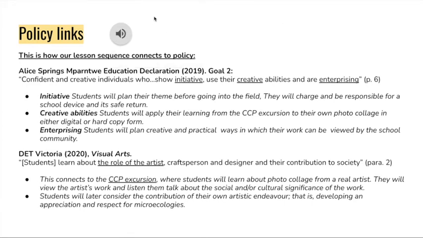Here we have outlined how our learning activities connect to policy. The Alice Springs Mparntwe Education Declaration of 2019, in its second goal for young Australians, stated that they should become confident and creative individuals who show initiative, use their creative abilities, and are enterprising. Our students will show initiative by preparing for their project before going out into the field. They will also have to charge or be responsible for an electronic device. Students will demonstrate creative abilities through applying what they learned as a result of meeting professional artist photographers.